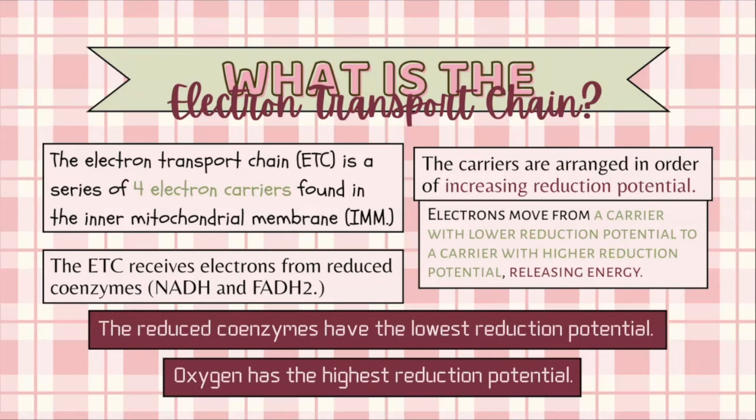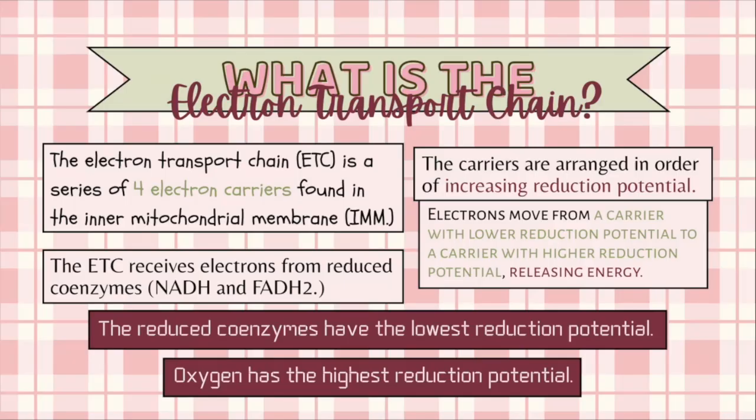Basically, electrons move from one protein to another. Because they're moving from one protein to another, we call these proteins electron carriers, okay? They receive electrons and then donate them to the next. In order for one protein to accept electrons from another, it has to have a higher reduction potential than the other. Like I mentioned before, it should be able to steal the electron better. That means these carriers are arranged in an order of increasing reduction potential.